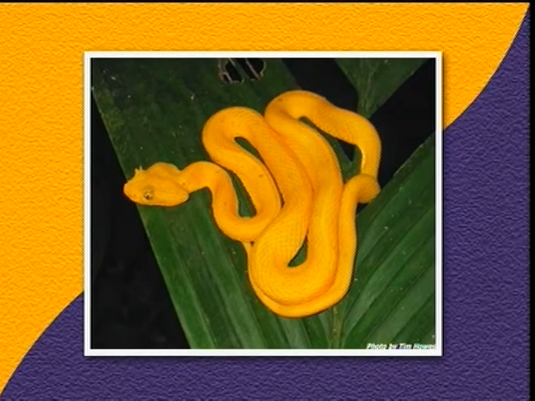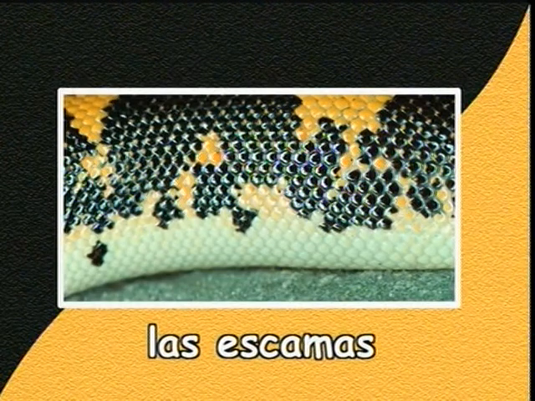The best known venomous canopy-dwelling snake is the eyelash viper of the New World, which exists in several different color forms, including yellow, amarillo, green, verde, olive, olivo, and orange, anaranjado. The eyelash viper is so named for the presence of small horned scales above the eye. Scales in Spanish is escamas. Las escamas. Repitan conmigo. Las escamas.